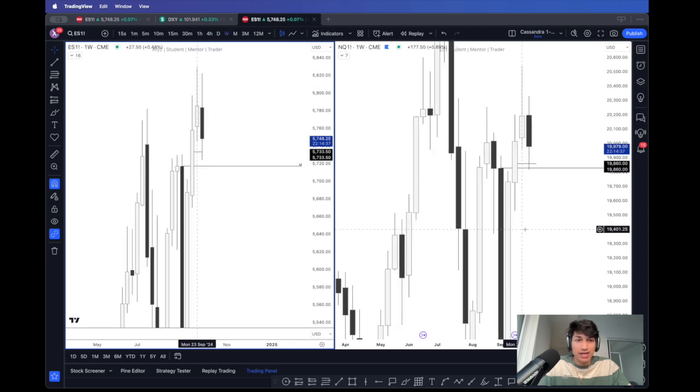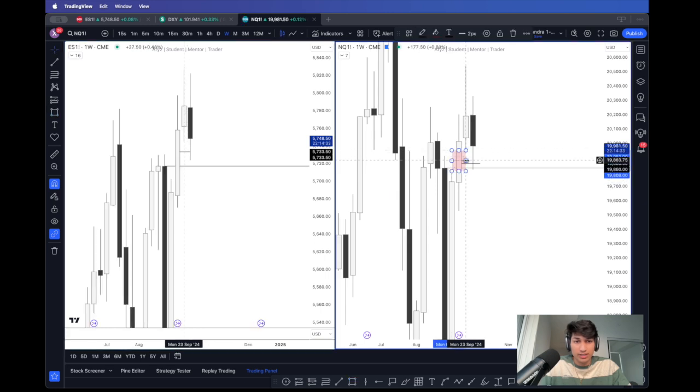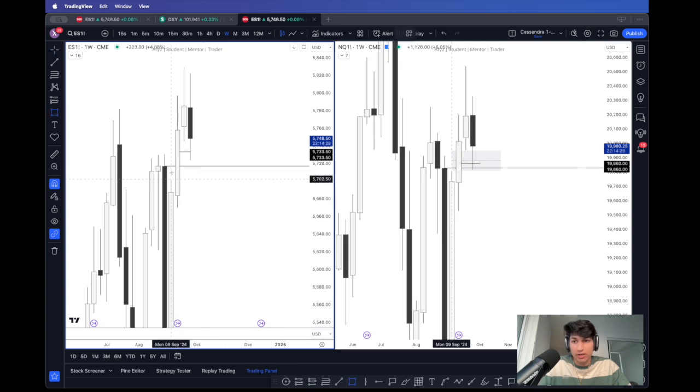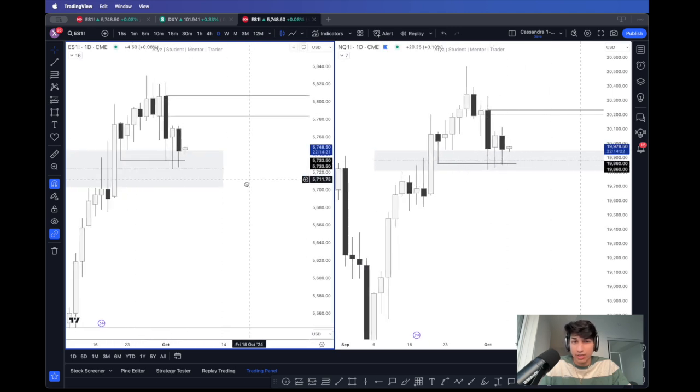Remember, inside of this daily sell-side liquidity, we are also in the context of a weekly fair value gap. So we can have this on our chart just as a reminder that we are in a weekly internal range of liquidity and we had purged a daily sell-side level of liquidity.